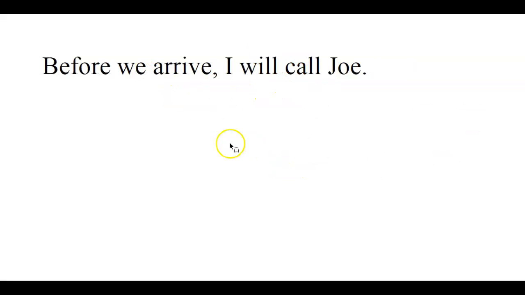Let's do another one. Before we arrive, I will call Joe. We want to find the main verb. Which one is it? It's this one. So before we arrive, right, before is one of those words that triggers us. We know, okay, all right, that's a dependent. So before we arrive, there's a verb over here, arrive, but that's not the main verb. I will call Joe is our independent clause, and therefore will call is our main verb.